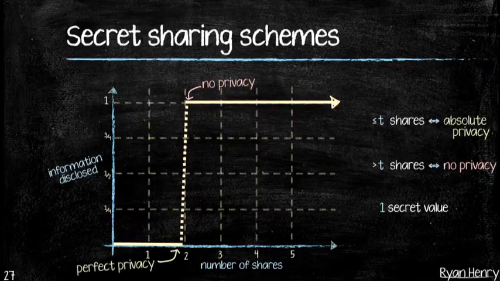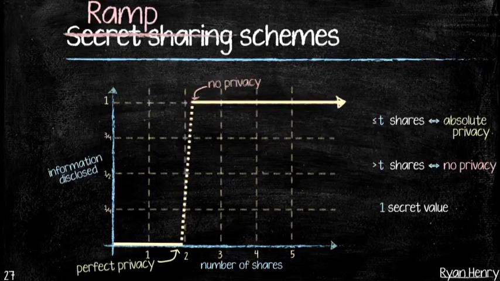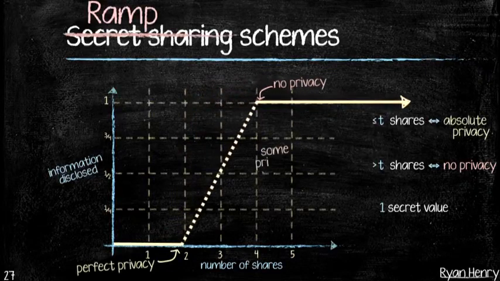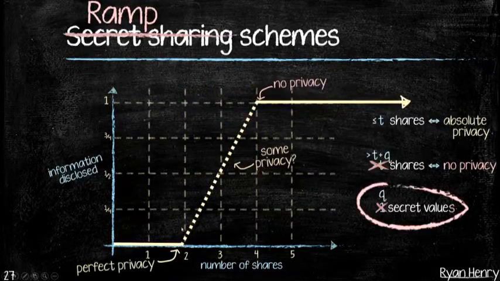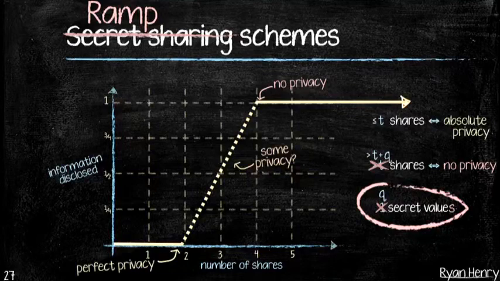In a ramp scheme, we relax this a little bit. If you have fewer than 2 shares, you still have 0 information at all about the secret. But now to get complete information, you have to have, say, in this case 4. You have to have T plus Q shares. So in the secret sharing scheme, it was T plus 1. Now we're saying it's T plus Q for some Q, and Q could be bigger than 1.